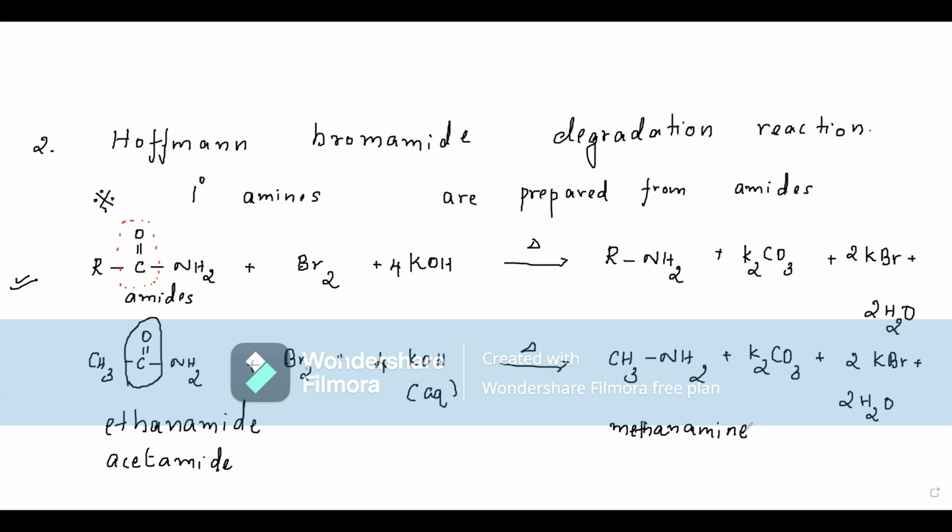Now, in ISC, you all know the question can either be: explain Hofmann bromamide reaction with an appropriate example, or they will ask, what do you get when ethanamide is treated with bromine in presence of an alkali? Now, the equation has to be written. Even if they ask, what do you get? Do not just write the name of one product. Always give the completely balanced equation.